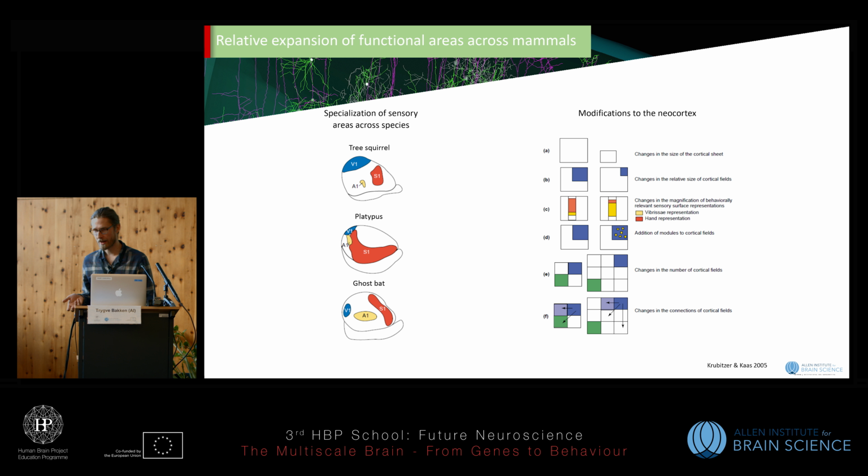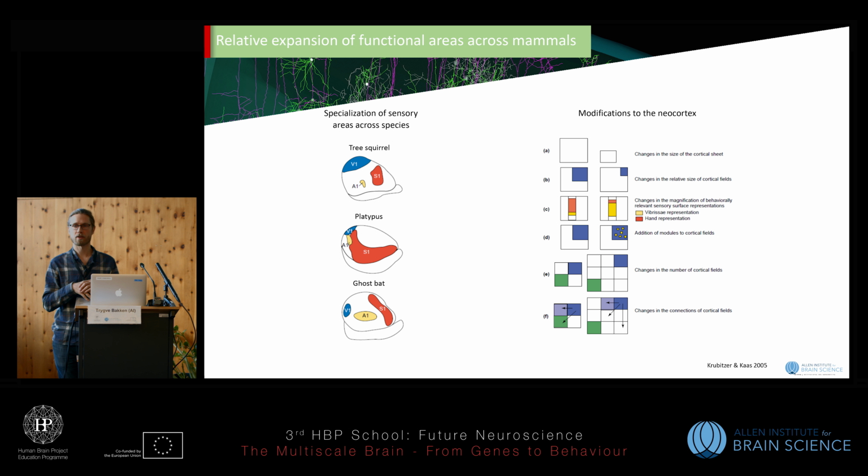And so what might be driving that? Part of that is the adaptation of species to their ecological niches. So for example, a tree squirrel is jumping from limb to limb of a tree and really needs to have high visual acuity, needs to be able to process visual information very quickly or it's going to fall on the ground.